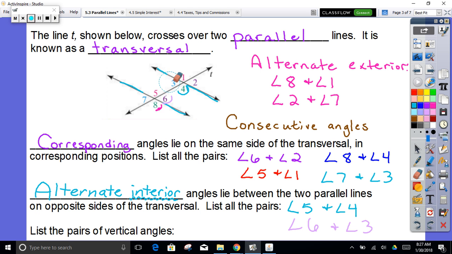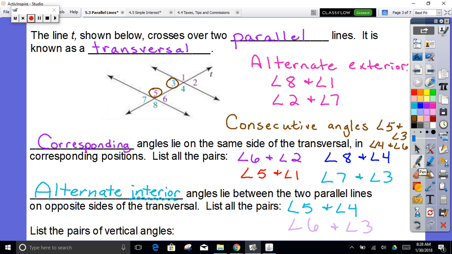So let me erase some of this. So angles 5 and 3 would be consecutive angles. They're angles that are right next to each other on the same side of the parallel line. So 5 and 3. Eli, what would another pair of consecutive angles be? 4 and 6. So 4 and angle 6.